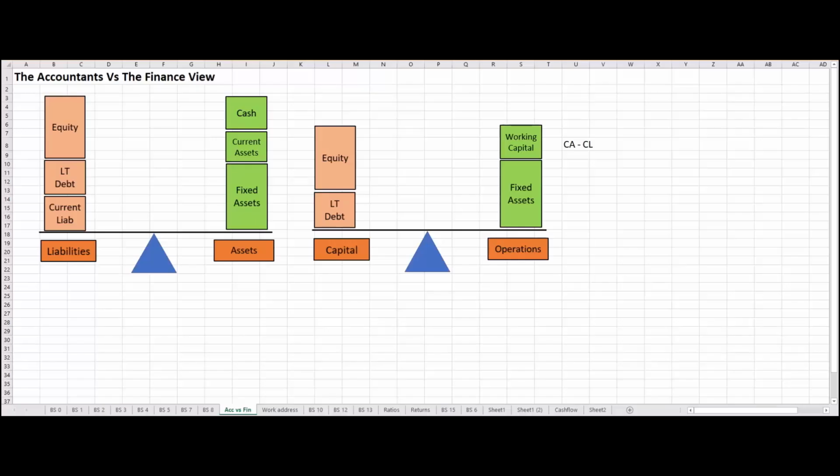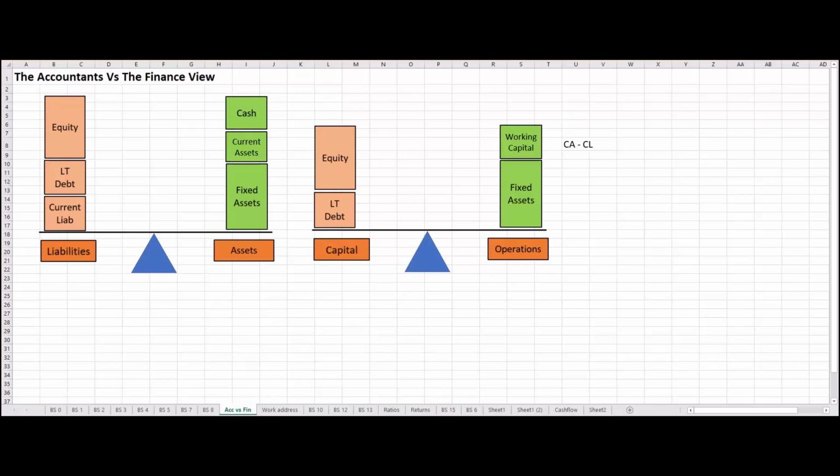Let's get right on into talking about your work address. So as I suggested in the introduction, this work address is not the physical location that you pitch up in the world, but rather your address in the income statement and balance sheet and that part of the business that you have an influence over.